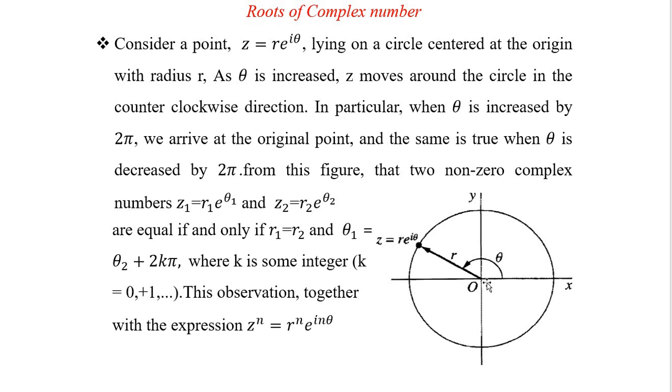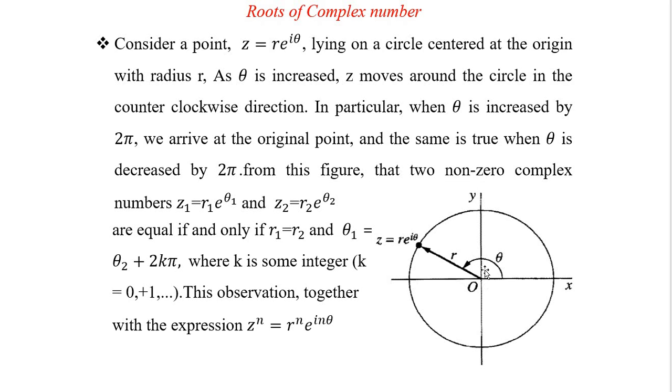Suppose you take two complex numbers, z1 equal to r1 into e power i theta1 and z2 equal to r2 into e power i theta2. We say both are equal if r1 equals r2 and, another important condition, theta1 equals theta2 plus 2k pi.